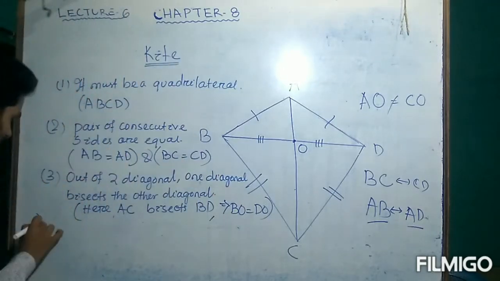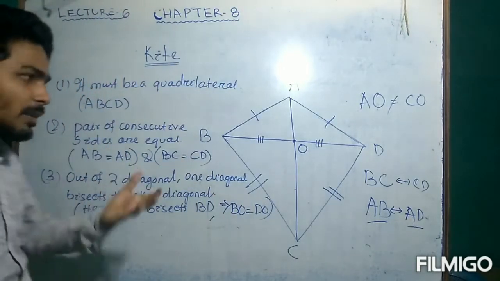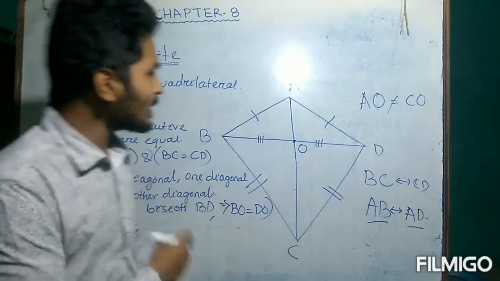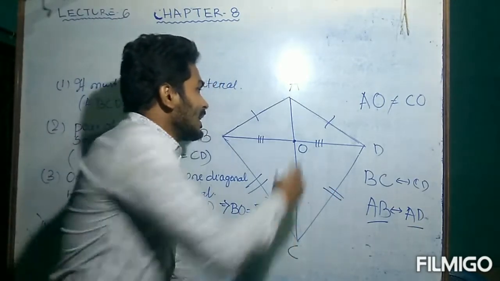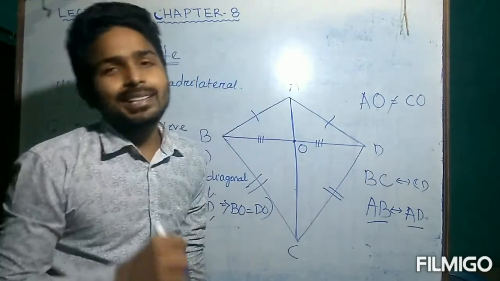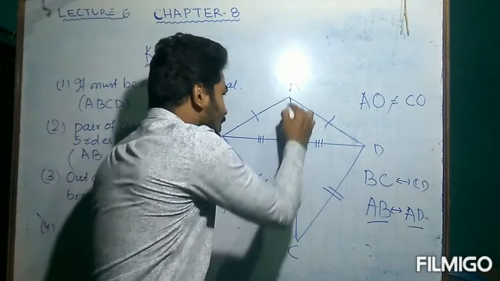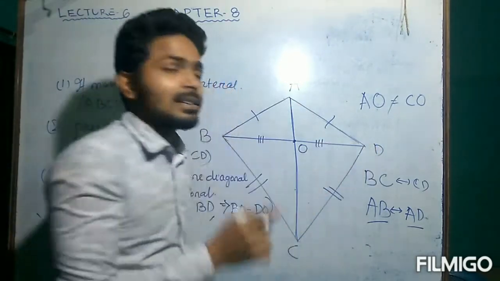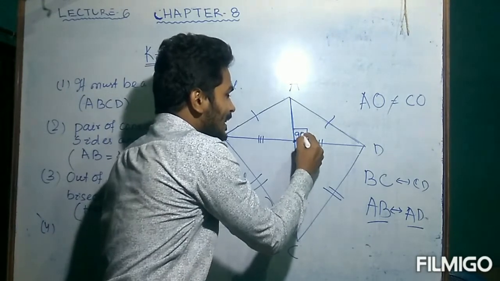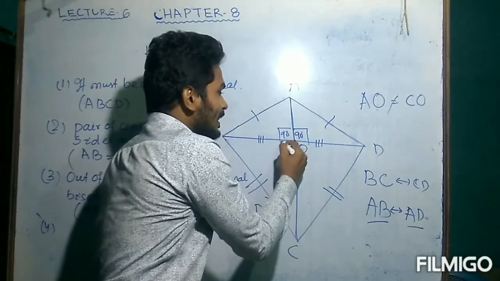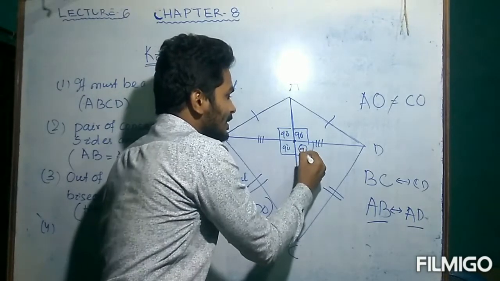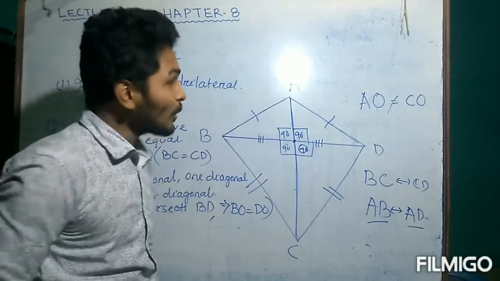Next properties. The next properties are also about the diagonals. What is the next property? The next property is that the angle between AC and BD is 90 degrees. That means this angle is 90, this angle is also 90, right? Because these are the angles between AC and BD. This is also 90.